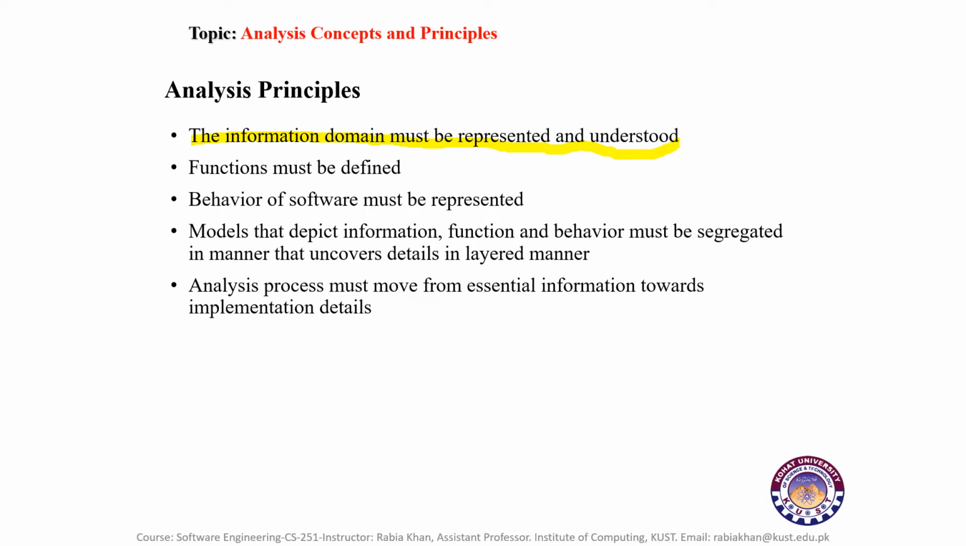The first operational analysis principle requires an examination of the information domain and the creation of a data model. The information domain contains three different views of data and control, since each is being processed by the computer program. The first view is the information content and its relationships, the relationship among different data items. The second view is the information flow, from where information is getting generated and where it is going.